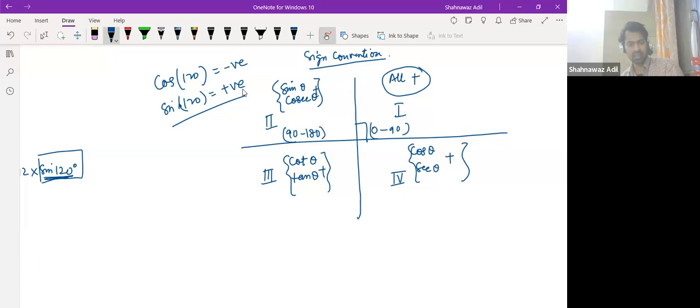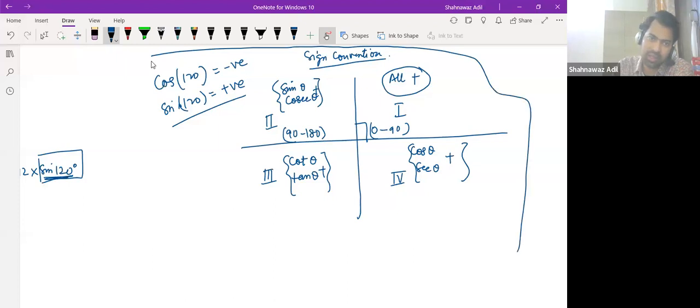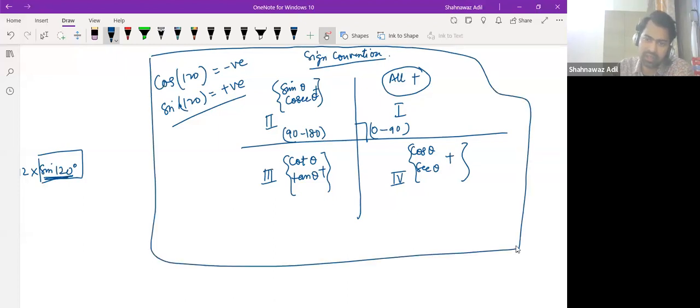Yes, guys, is this clear? A little bit. So we'll talk about this again in the next class. This is important because to calculate sine 120, we'll have to know this, right? But in here we have to find out sine 120.